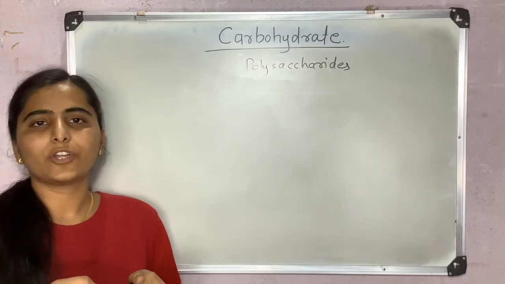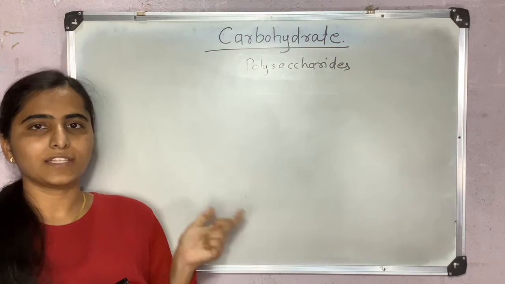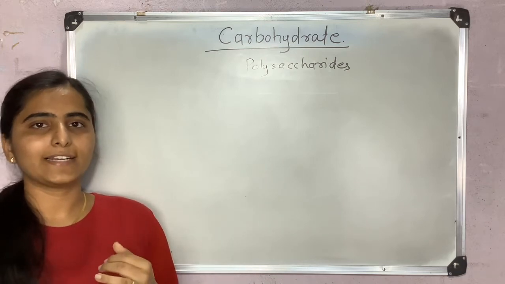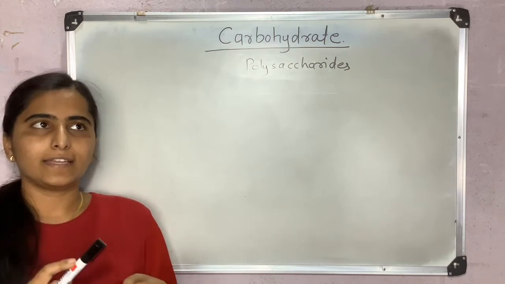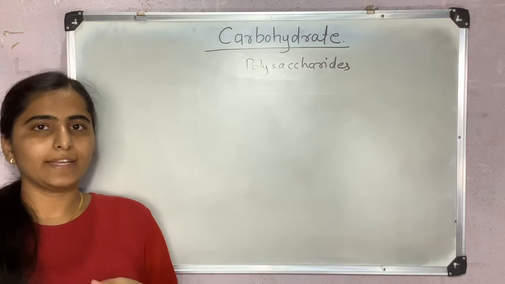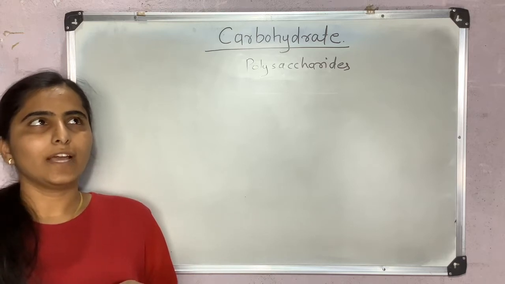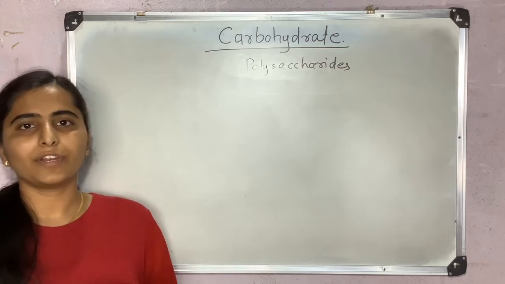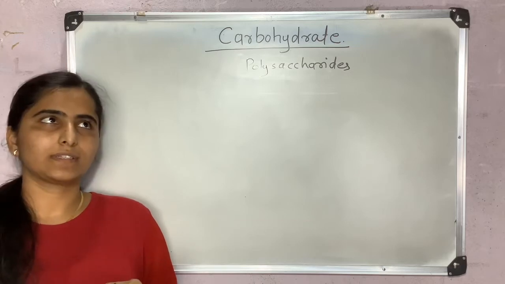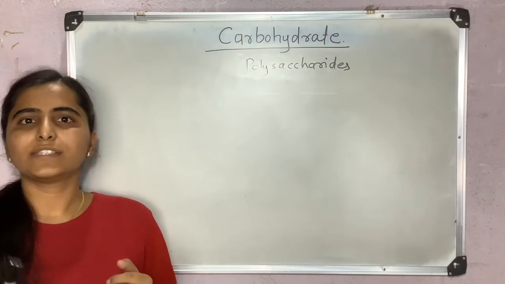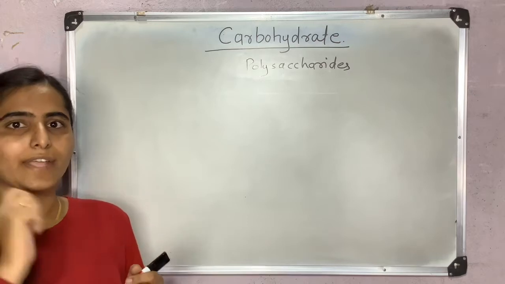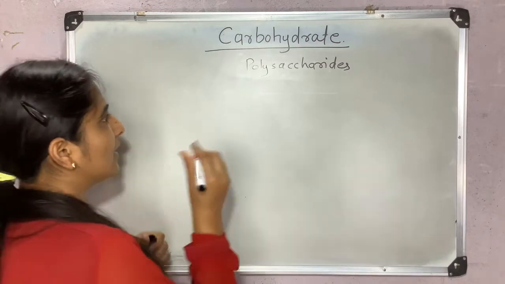In this video, we will talk about polysaccharides. In the last video, we talked about oligosaccharides, browning reactions, then reducing sugar and invert sugar. Especially, we talked about the non-enzymatic browning reaction, in which we discussed caramelization and Maillard reaction. So let's start.